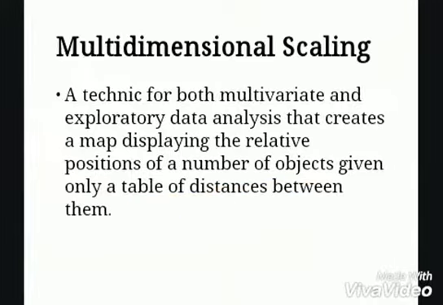Multidimensional scaling has become more and more popular in both multivariate and exploratory data analysis. It creates a map displaying the relative positions of a number of objects, given only a table of distances between them. This table of distances is known as a proximity matrix, obtained either directly from experiments or indirectly as a correlation matrix.